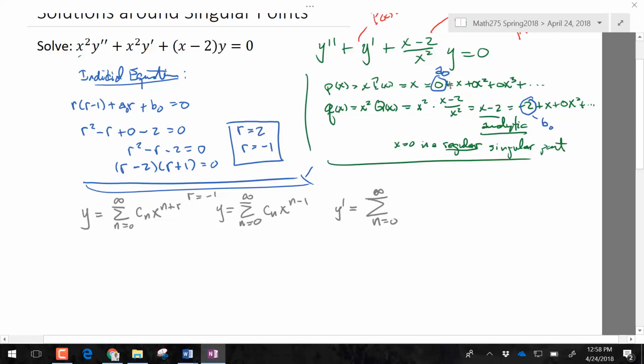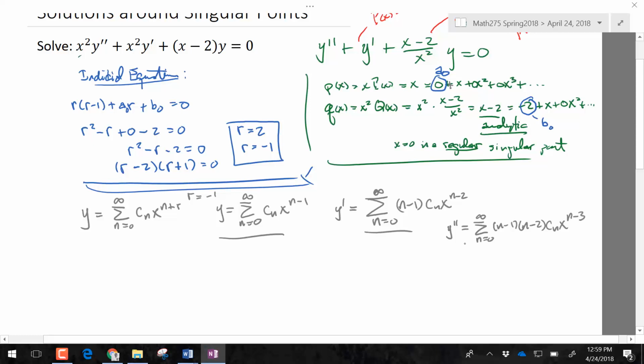And I'm going to take the derivative like I normally take the derivative. So it's n minus 1, c sub n, x to the n minus 2. And again, we have to allow for the powers to be negative, to be fractions and stuff like that. And then that gets us our y double prime, again still starting at 0: n minus 1, n minus 2, c sub n, x to the n minus 3.